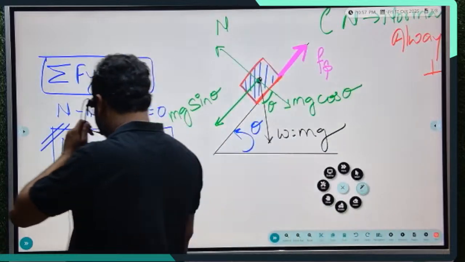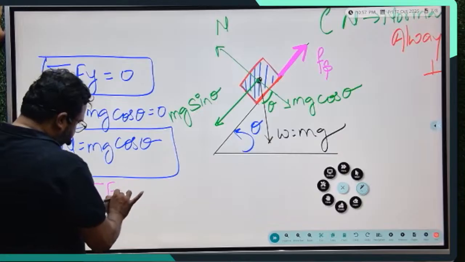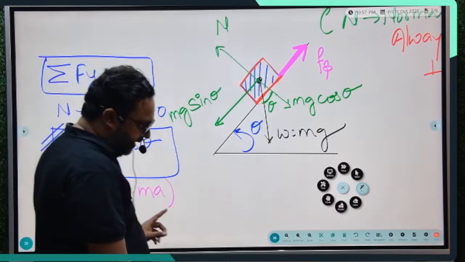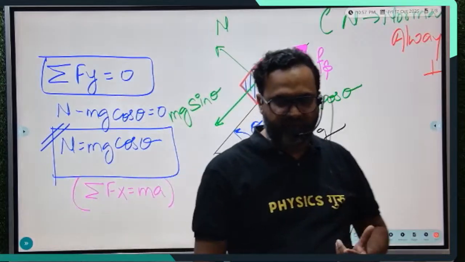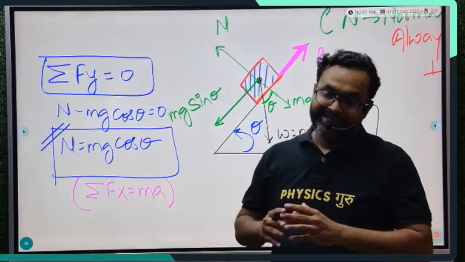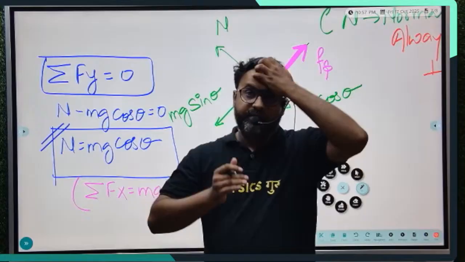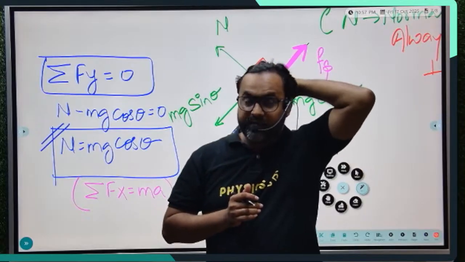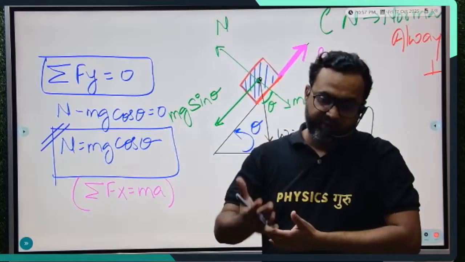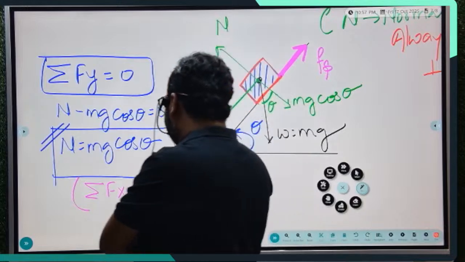Similarly, along x-axis, summation of fx is equal to ma. Please note, we are equating force equal to ma because the body is moving. Body is sliding. If the body is at rest condition, we always equate summation of force equal to 0. If the body is moving, sliding, we equate it equal to ma.